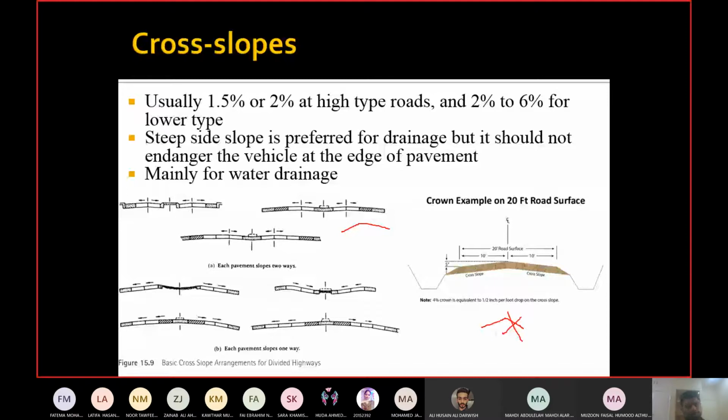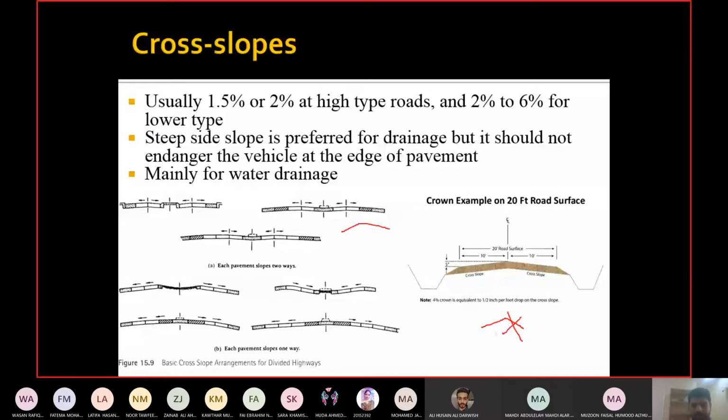Then the next one was design vehicle, and then we discussed cross sections, and there were two types of cross sections: single carriageway and dual carriageway. The cross section elements were divided into two categories: major and minor. Major elements were travel lane, shoulder, and medians, and minor elements were curbs and gutters, barriers, sidewalks, and crosswalks. So cross slope was something else. We discussed up to cross slope. Now today we will discuss the side slope.